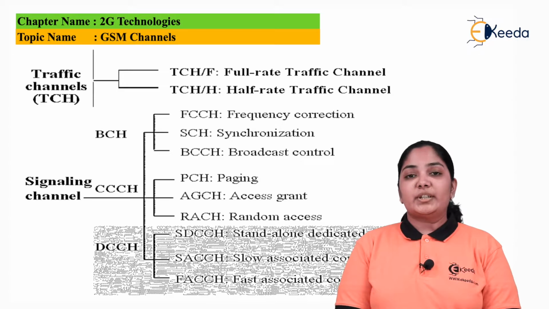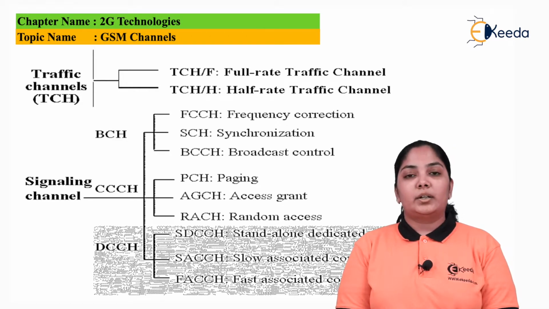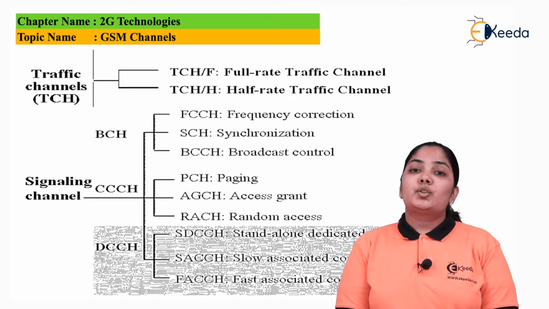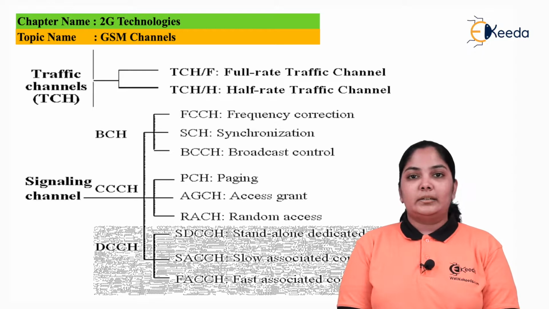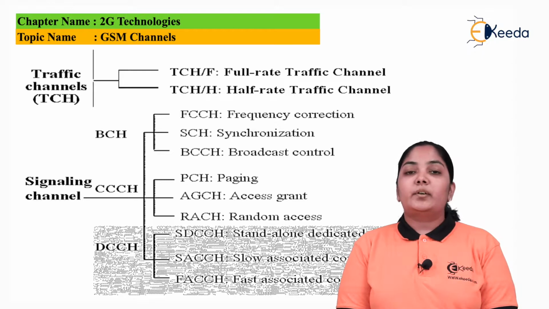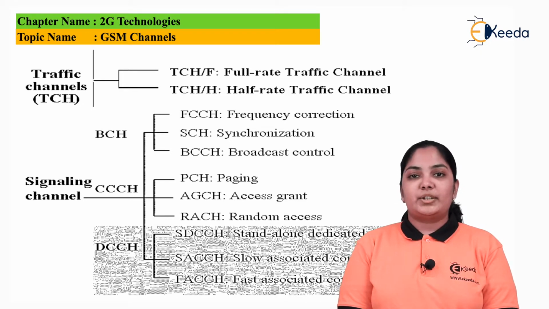The second type of GSM channel is called the common control channel. It has 3 types of channel called the paging channel, random access channel, and access grant channel. The third type of GSM control channels are called dedicated control channels. It also has three types of channel. The first one is called the standalone dedicated control channel, then the slow associated dedicated channel, and the fast associated dedicated channel. These channels together form the controlling channels of the entire GSM system.